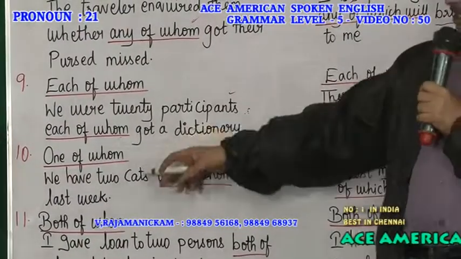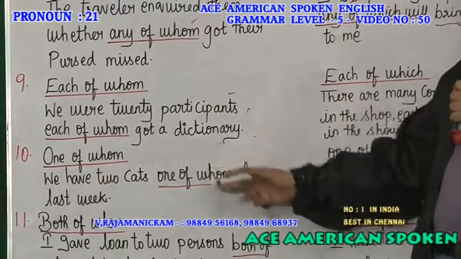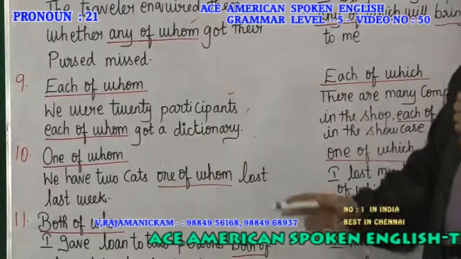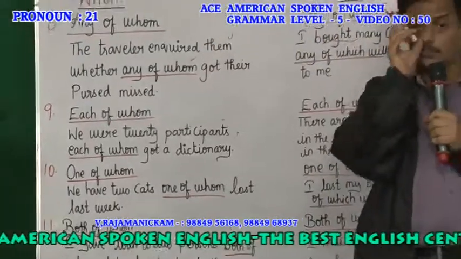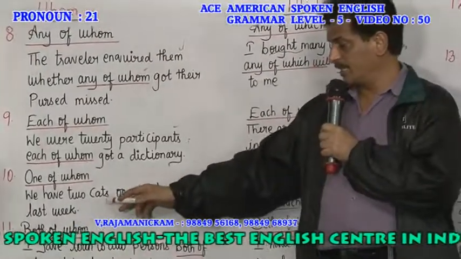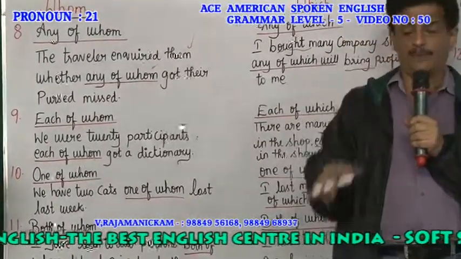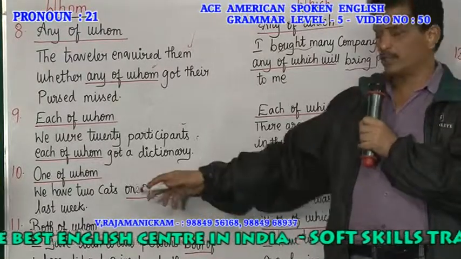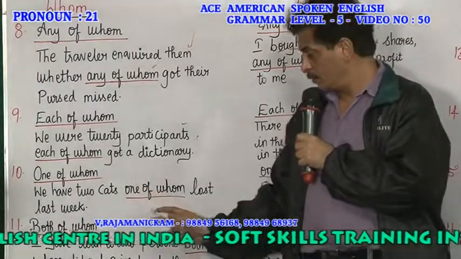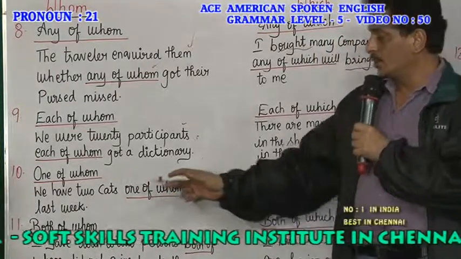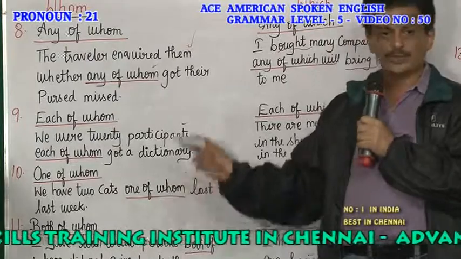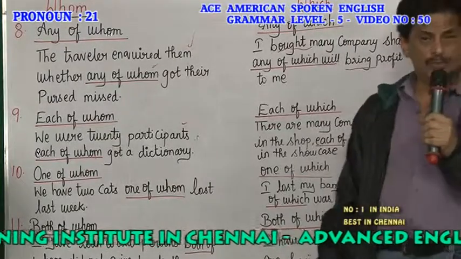When you want to mention the object two cats, out of the two cats, one of whom was lost last week. Lost is a verb, have is a verb. Two verbs are there. When you want to describe the cats, or one of them, one of whom was lost last week. It has gone somewhere, it's missing. So when you want to mention the object, you use the pronoun whom.